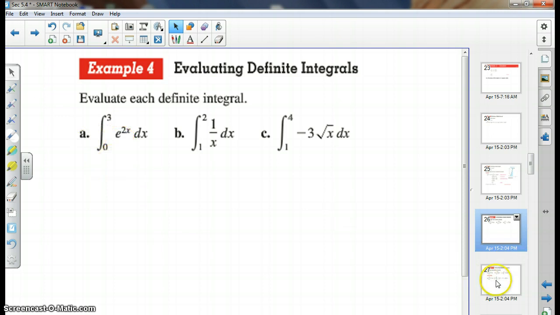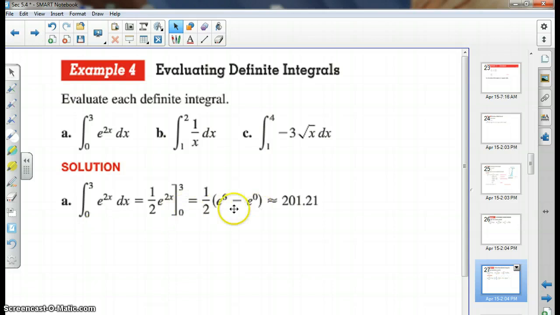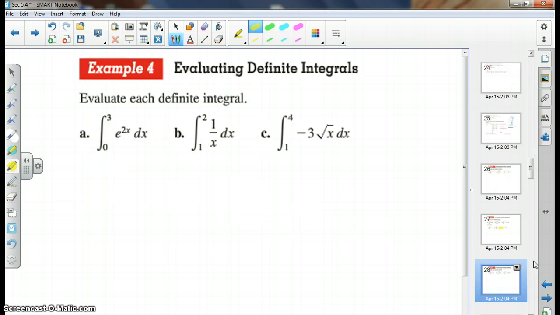So I think I had finished example A, the integral of e to the 2x. We did a u substitution, and we came up with the answer 1/2 times the quantity e to the 6th minus 1. I don't know why this author decided to round that answer, but they did. Just read WebAssign to find out if they want to do likewise. Let's try example number 2.